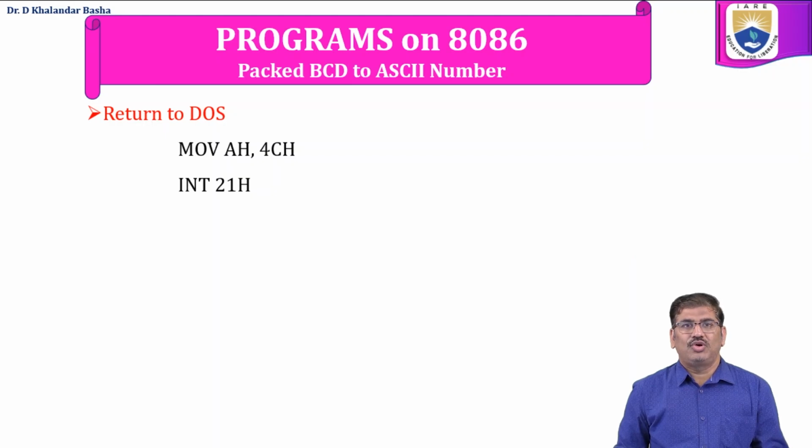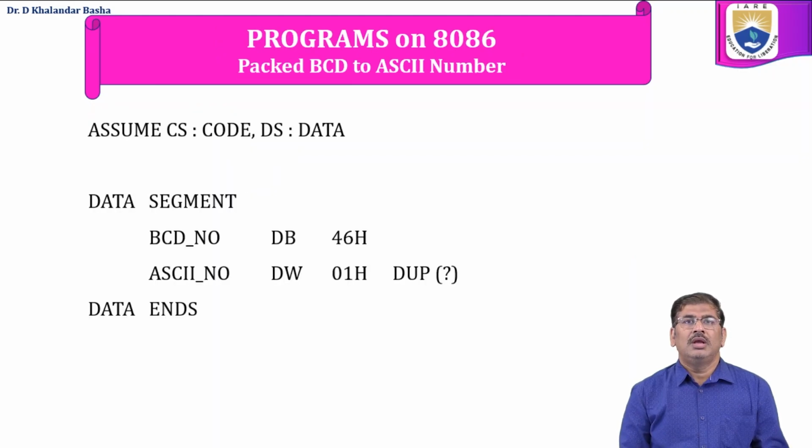Now we will see the entire program at a glance. ASSUME CS:code, DS:data. This is the assume directive, requesting the assembler to assign the memory for the code segment and data segment. In the data segment, we are going to declare two variables. One is BCD number, the second one is ASCII number. BCD number is an input of 8 bits, so we will use DB, define byte, with the value 46H. For ASCII number, we are just reserving the memory.